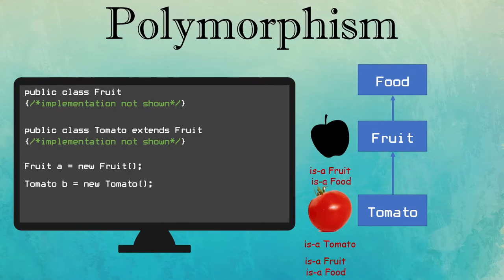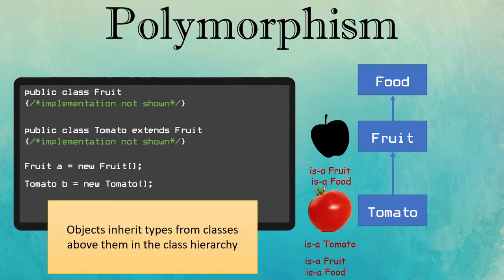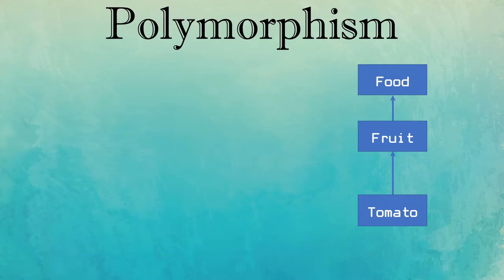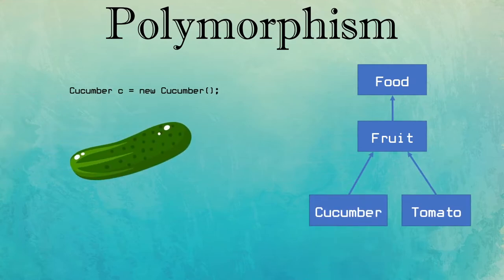If fruit extended another class, then a tomato would be that type of object too. A fruit object is a fruit and a food, but not a tomato, because objects only inherit types from classes above them in the hierarchy. You can see why this is the case if we add a cucumber to our hierarchy. Clearly, a cucumber is a cucumber, and it also is a fruit, and it is a food, because fruit and food are above it in the hierarchy.